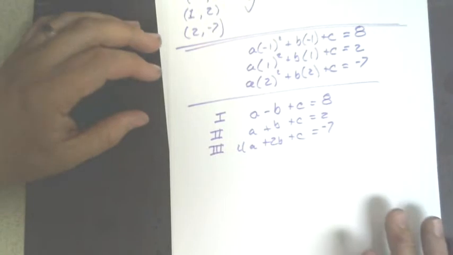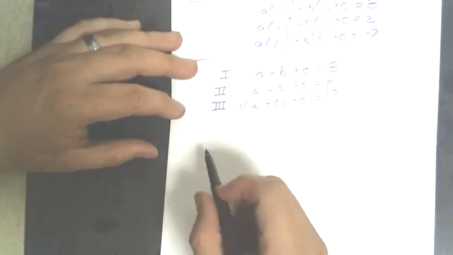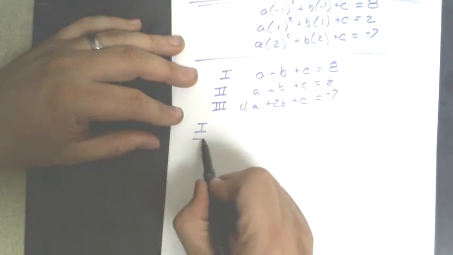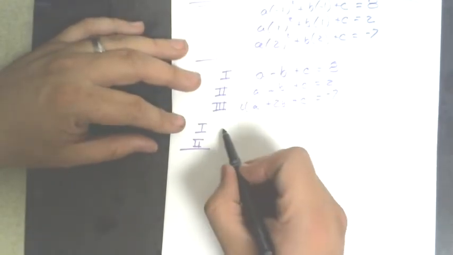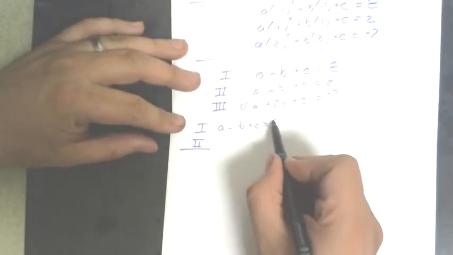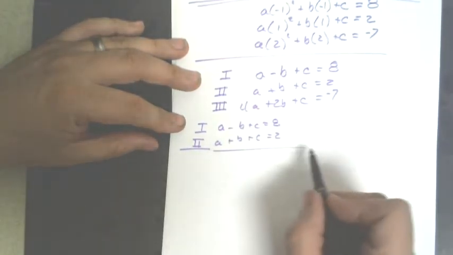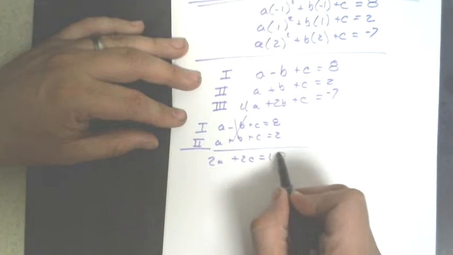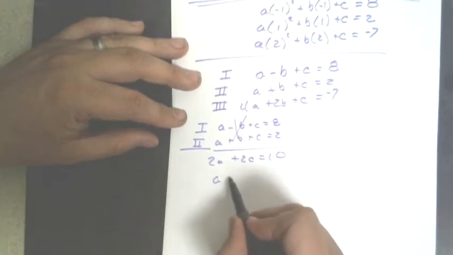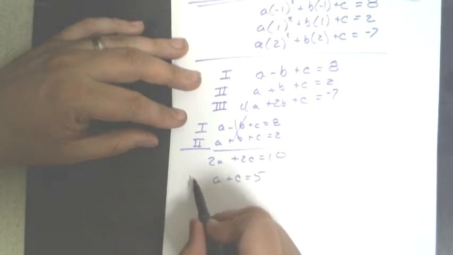Really, the labeling is just to help you stay organized. So what do you want to get rid of? Let's get rid of B's. They're already set up, so with 1 and 2 together, we don't even need a negative in there. So a minus b plus c equals 8, and a plus b plus c equals 2. Add them up, the b's go away just like they're supposed to. So 2a plus 2c equals 10. Since those all have a 2 in them, you might divide out the 2. So a plus c equals 5. That's equation 4.